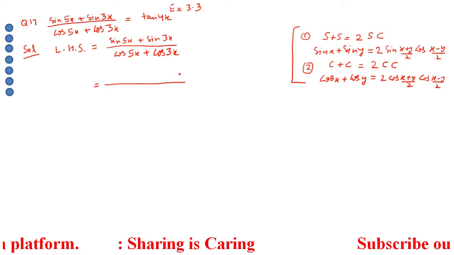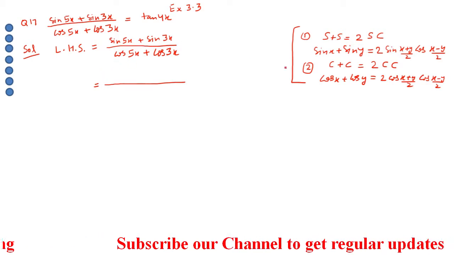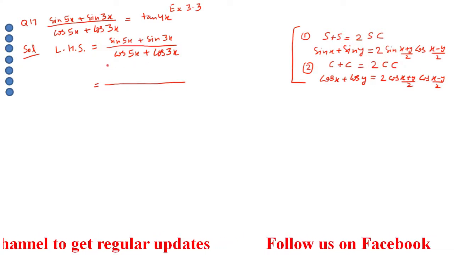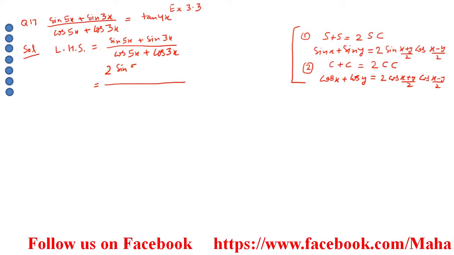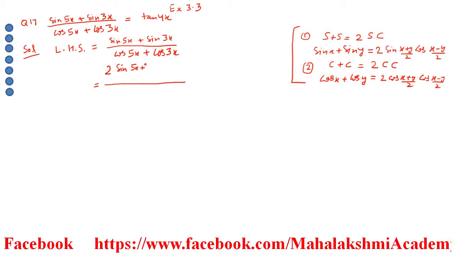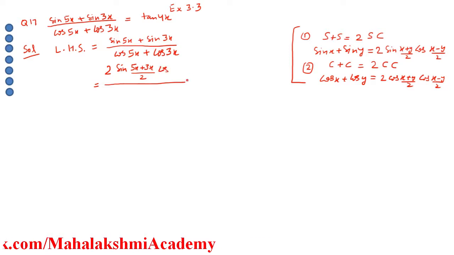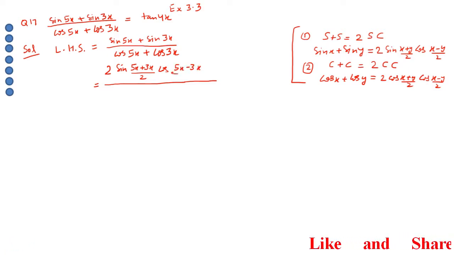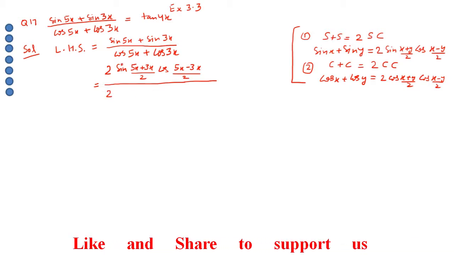So learn it. Now we are going to write down the formula. So sin plus sin. So what is the sin plus sin formula? 2 sin then cos. So 2 then sin sum of angles. So 5x plus 3x divided by 2, then cos difference of angles. So difference of angles means 5x minus 3x divided by 2. Divided by again 2. Now cos plus cos.